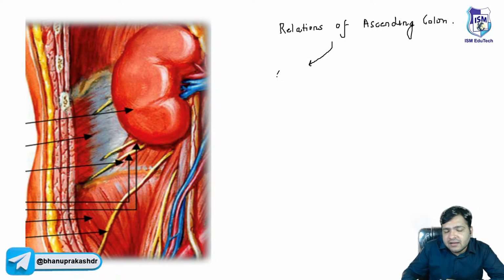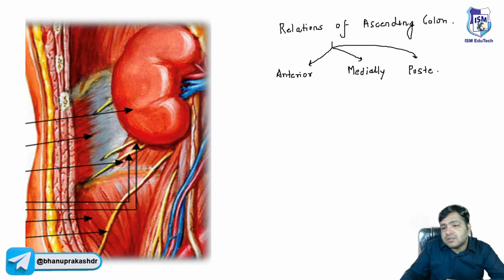It has anterior relations, something which is present in front. Then we have medial relations, something which is present medially. And we have posterior relations, something which is present behind the ascending colon. So we have anterior relations, medial relations, and posterior relations.